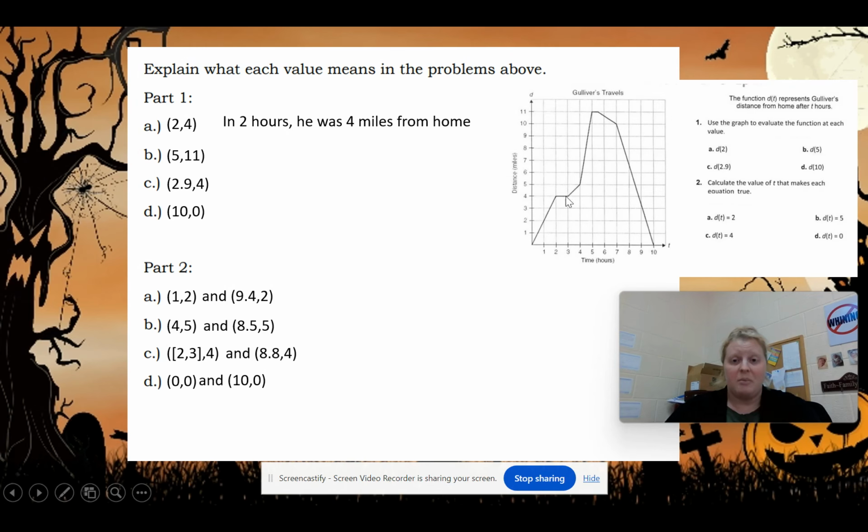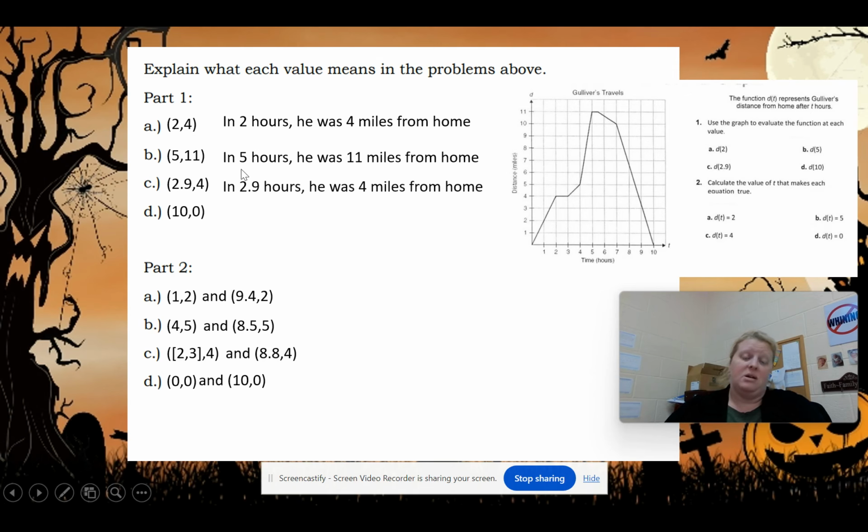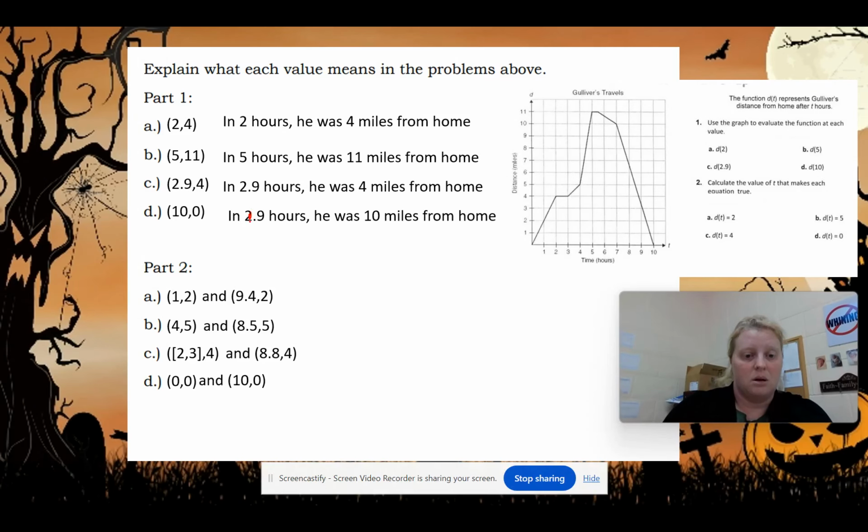And just think, what's happening? Well, we're traveling. So in 2 hours, he was 4 miles from home. It says how far he was from home. In 5 hours, he was 11 miles from home. In 2.9 hours, he was 4 miles from home. About 10 hours, and he was, you can say 0 miles from home, or you can just say he's home. There's no difference between 0 miles from home and being home itself.